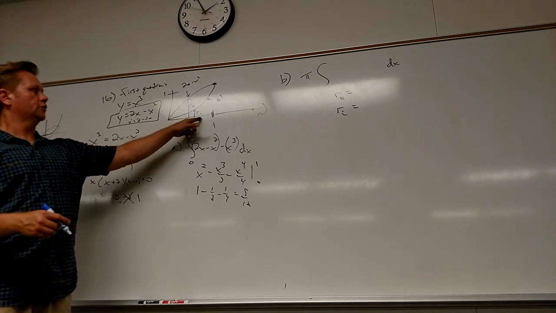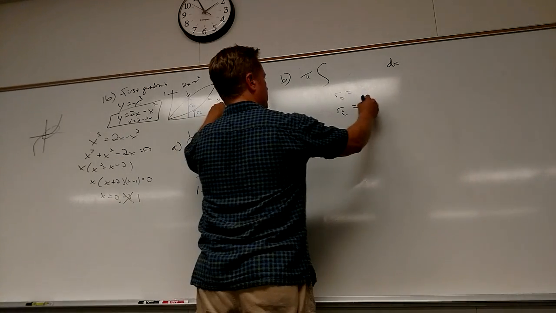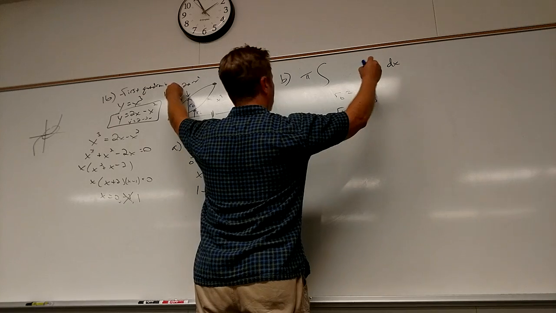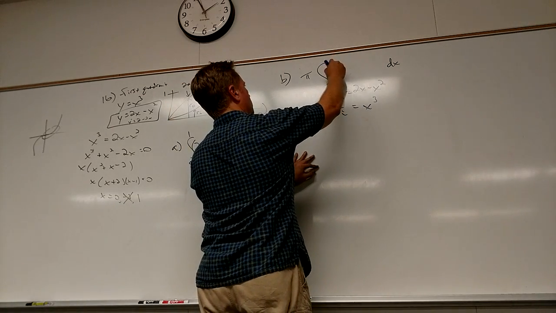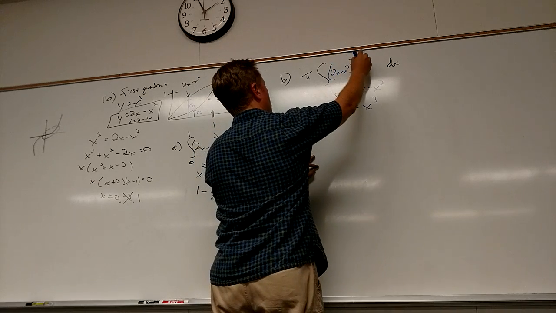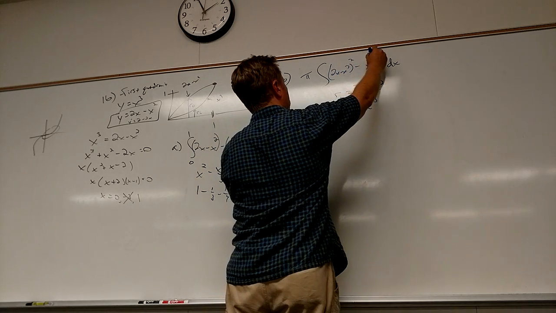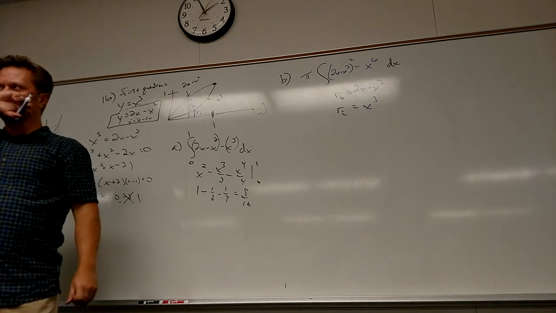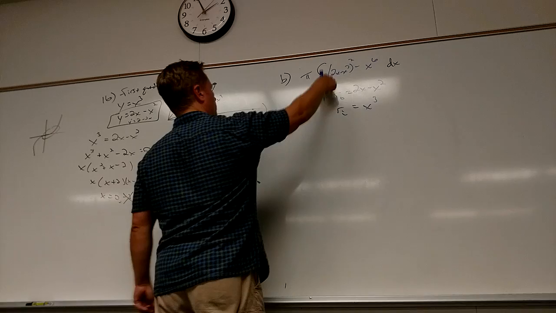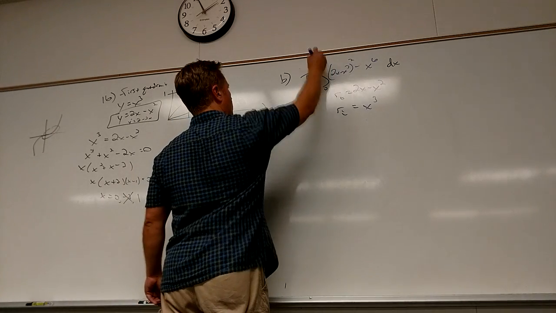So, inner radius is obviously x cubed. Outer radius is 2x minus x squared. So then you got your (2x minus x squared) squared minus (x cubed) squared, which is x to the 6th. Going from what to what? 0 to 1. Yeah, you can't go wrong there.